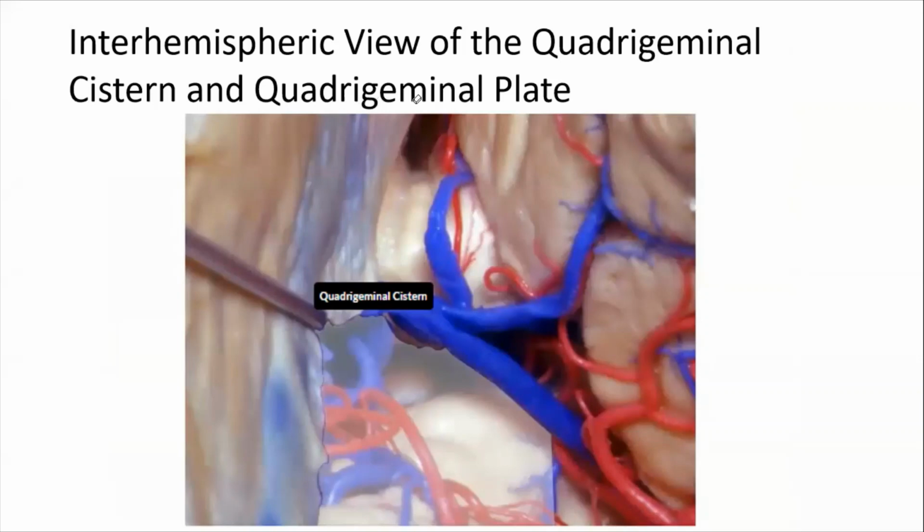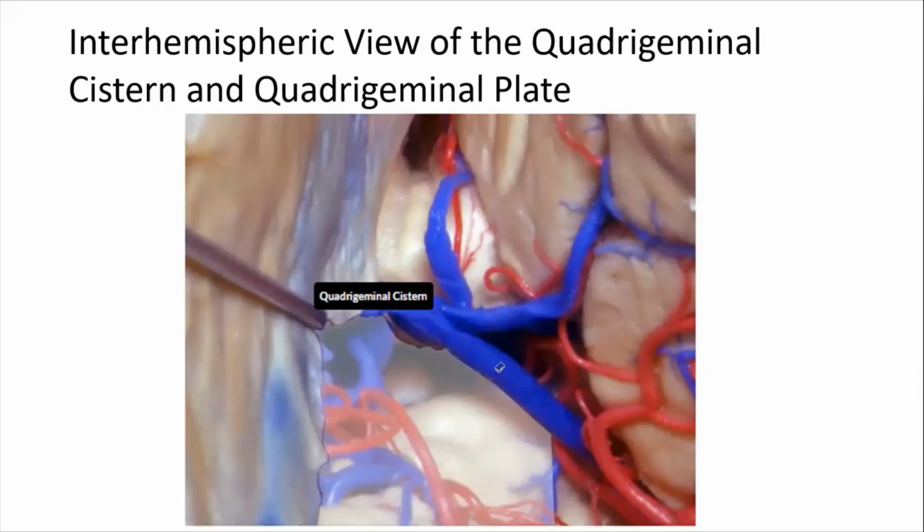This is the interhemispheric view of the quadrigeminal cistern and the quadrigeminal plate. This is the splenium, from where the posterior pericallosal vein is communicating with and draining into the vein of Galen. This vein below is the internal cerebral vein.